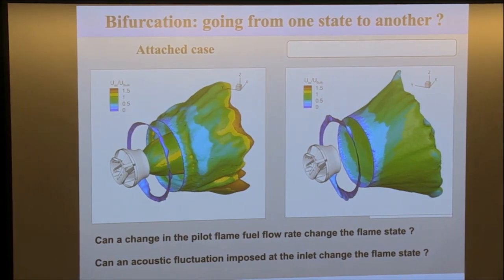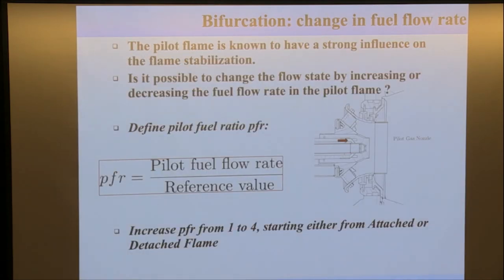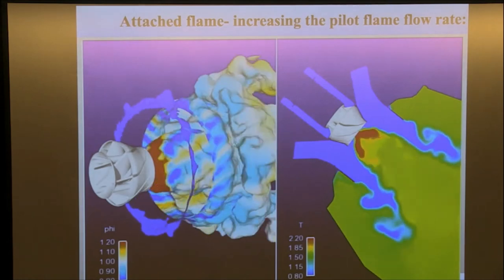And you cannot have a lot of hot gases here because you get this PVC turning around, cleaning the place, and it's not possible to bring the flame back. So that explains the transition between these cases. It's just not possible in that way.